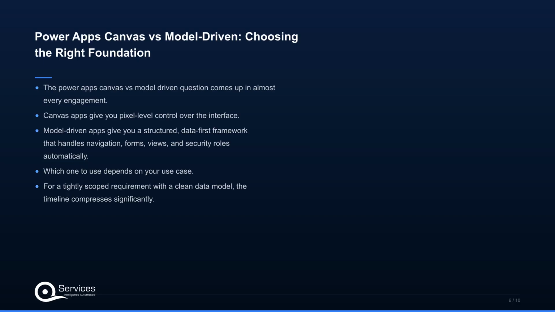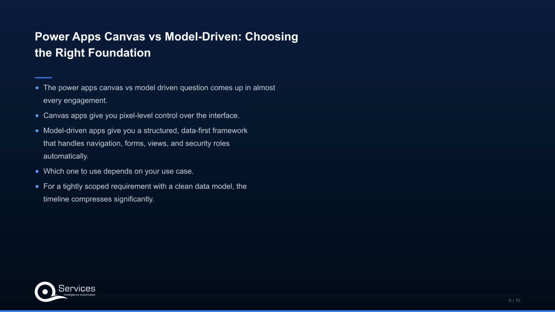Next up, Power Apps Canvas versus Model-Driven, choosing the right foundation. The Power Apps Canvas versus Model-Driven question comes up in almost every engagement. Canvas apps give you pixel-level control over the interface. Model-driven apps give you a structured, data-first framework that handles navigation, forms, views, and security roles automatically. Which one to use depends on your use case.